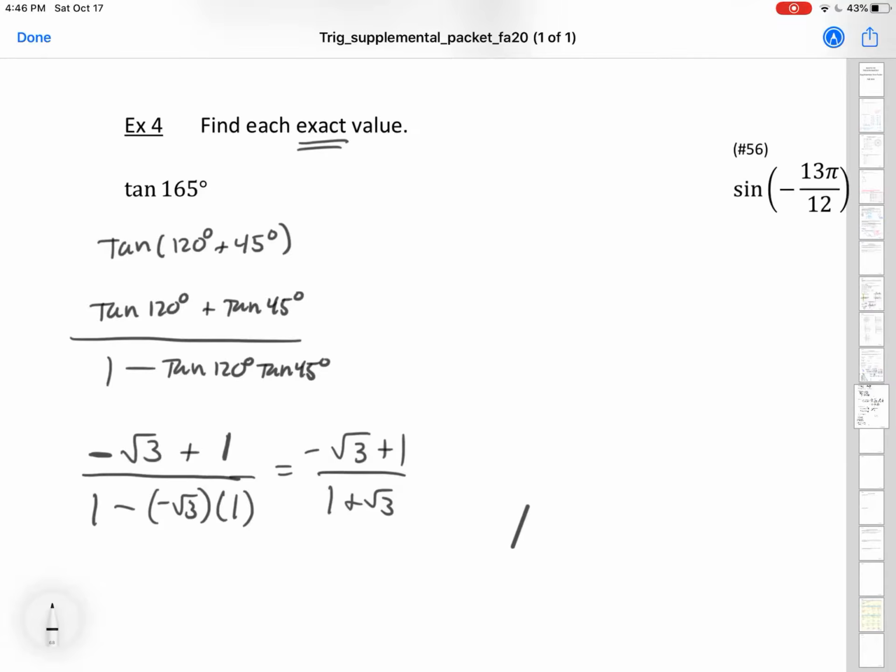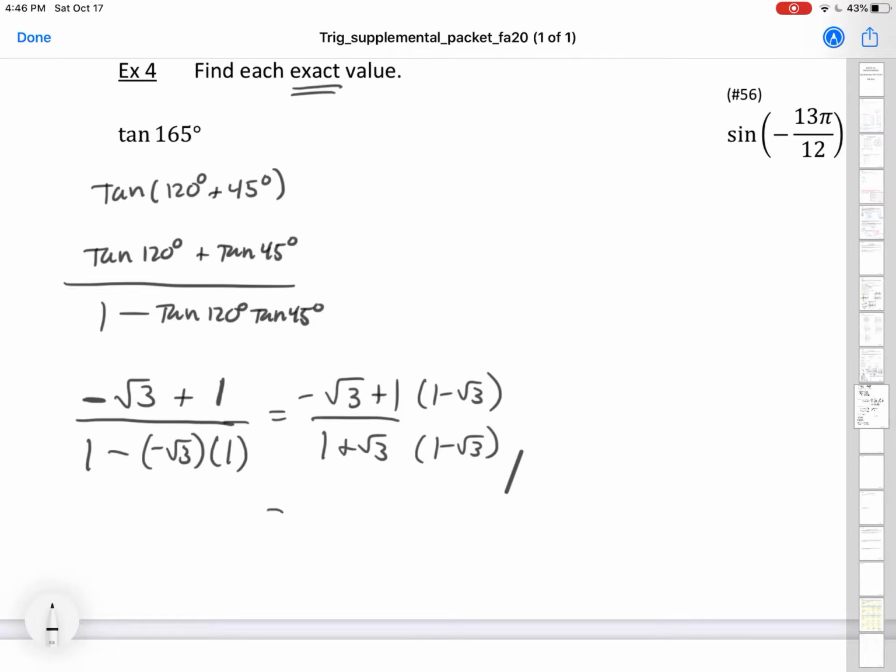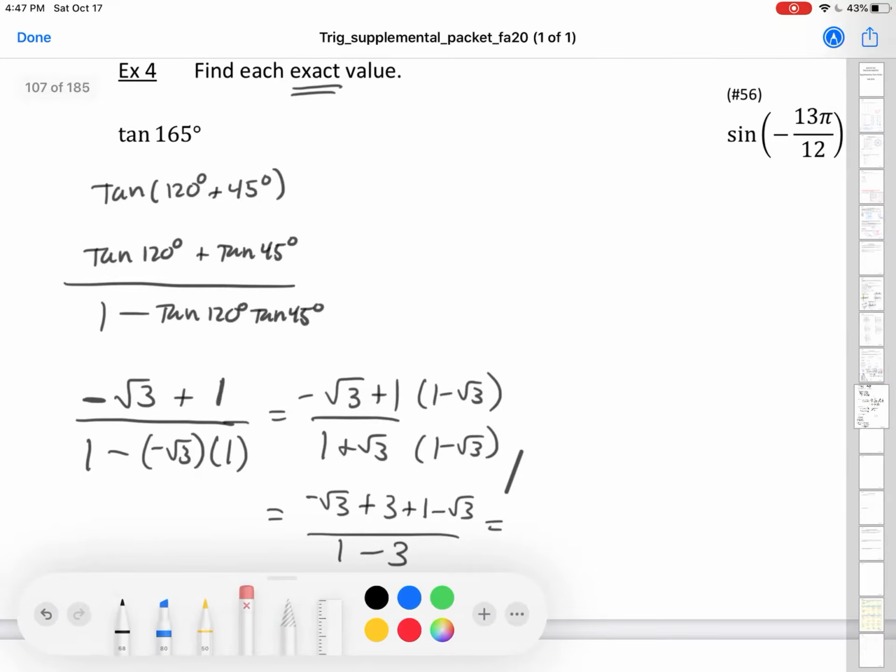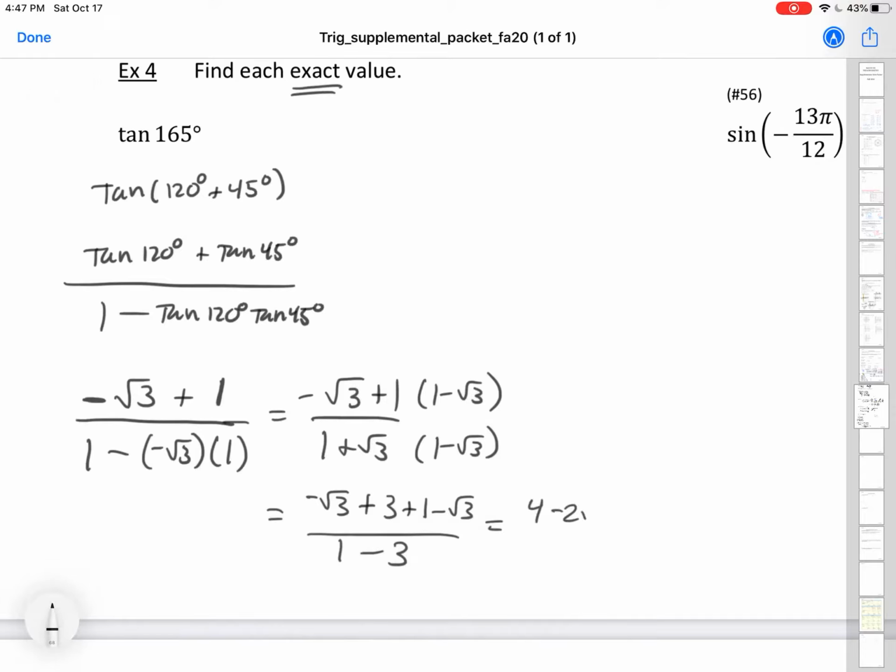Okay. And so how are we going to deal with this? We're going to multiply by 1 minus root 3, because the only reason we're not done is we have an irrational denominator. And so what do we get up top? We get negative root 3 plus 3 plus 1 minus root 3, and that's all over 1 minus 3. So what's that equal to? Let me get rid of a mark here. What's that equal to? Well, let's put some things together. It looks like we have a 4 minus 2 root 3 all over negative 2.